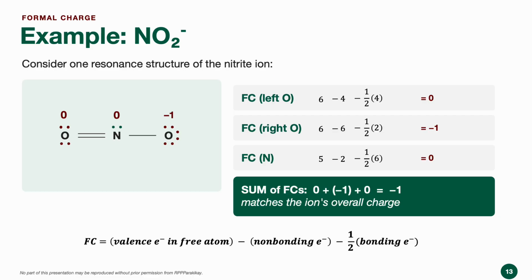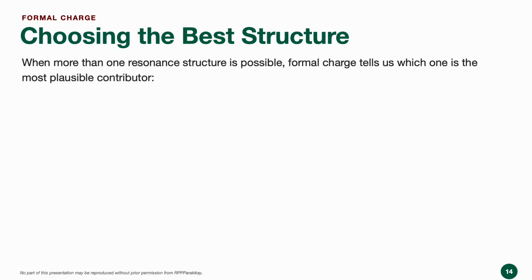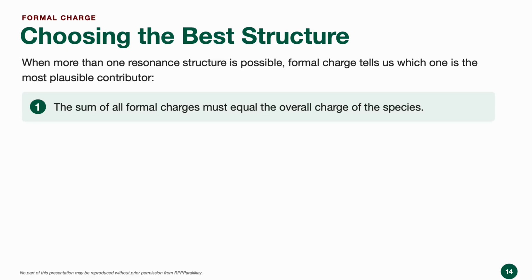So it's actually a tool to check our structure. Our formal charges always have to sum to the overall charge of the species. Once you calculate formal charge, we can use it for picking the most realistic or most plausible Lewis structure out of several structures. So here are some guidelines so we can pick the most plausible Lewis structure.